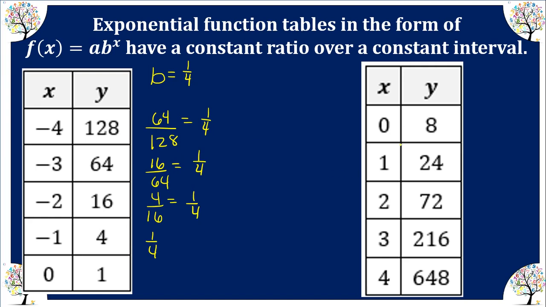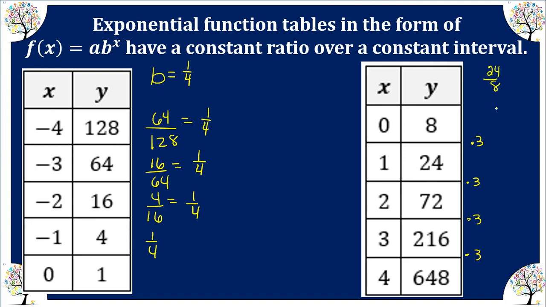Let's look at our second example. We're going from 8 to 24, from 24 to 72. So this is 8 times 3 to get 24, and 24 times 3 to get 72. So sometimes when it's increasing by an integer here, it's easy to spot. But again, we can do our ratio.